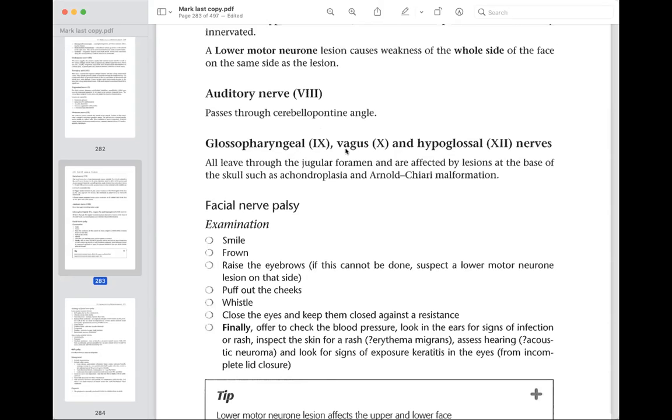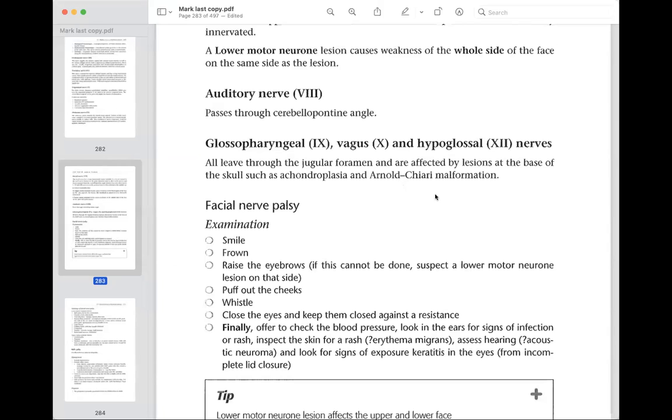Glossopharyngeal 9th, vagus 10th, and hypoglossal 12th all leave through the jugular foramen and are affected by lesions at the base of the skull, such as achondroplasia. So you can get a case of achondroplasia. In that, maybe in the musculoskeletal station or another station, in order to complete your examination, you will also do the CNS examination.